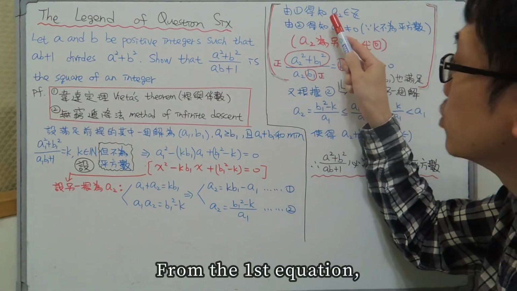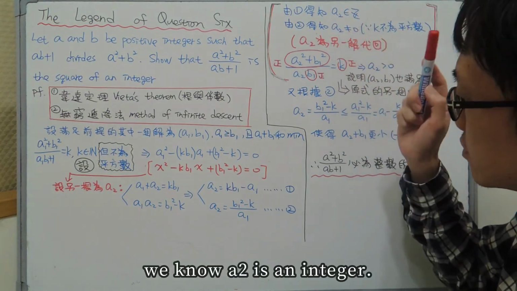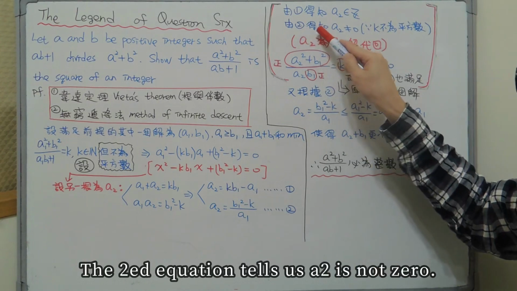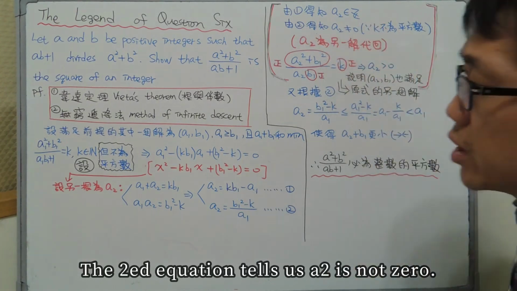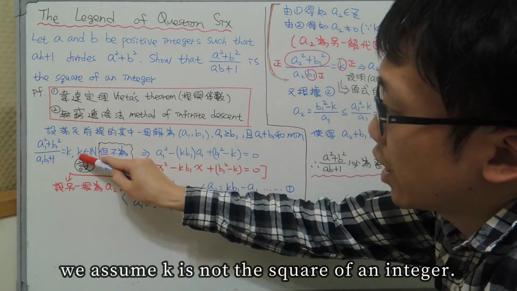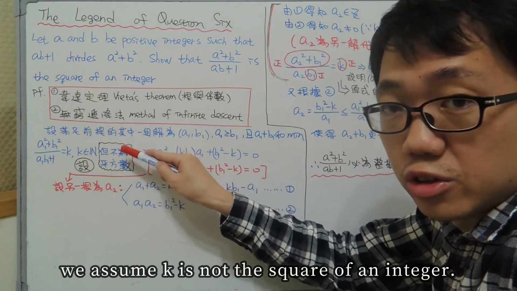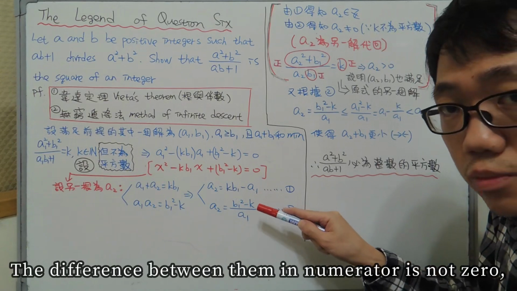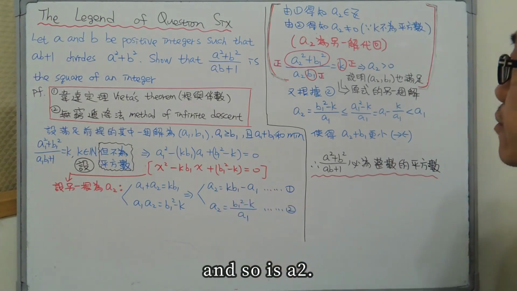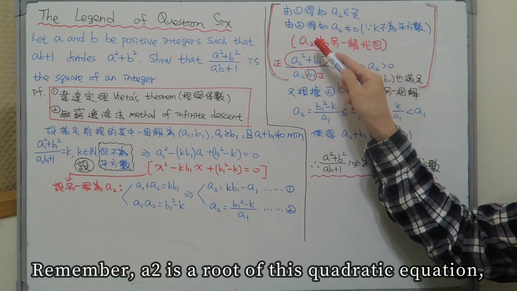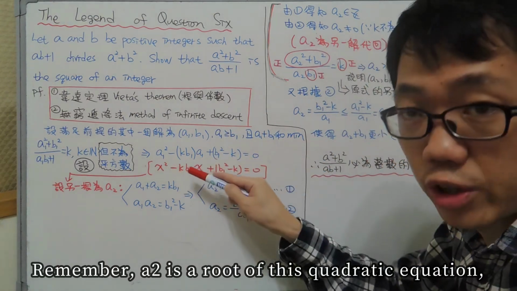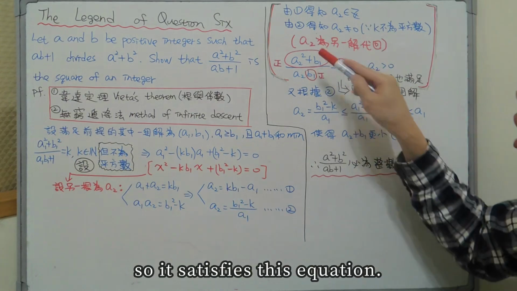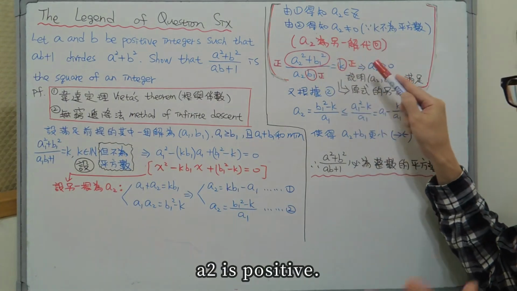From the first equation, we know a2 is an integer, because all of these are integers. The second equation tells us a2 is not 0, because at first, we assume k is not the square of an integer. The difference between them in numerator is not 0, and so is a2. Remember, a2 is a root of this quadratic equation, so it satisfies this equation. All of these are positive. a2 is positive.